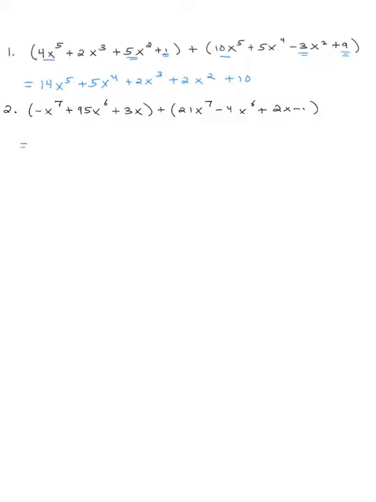Adding these two polynomials, let's see what we have. The highest exponent is an x to the seventh, so here I have a negative 1 and a positive 21. So it leaves us with 20x to the seventh. X to the sixth would be the next one down, so I have a positive 95, but a negative 4 here. So that is a positive 91x to the sixth.